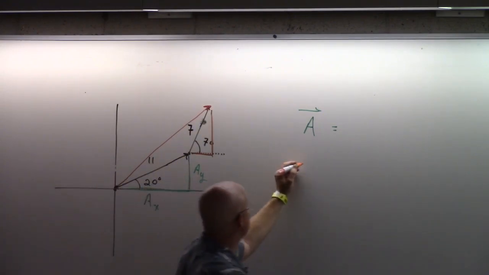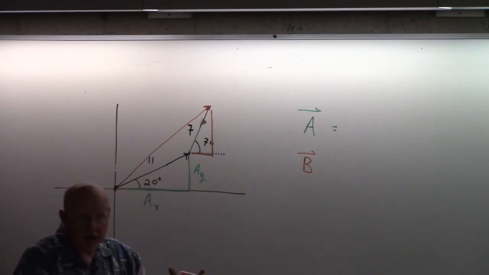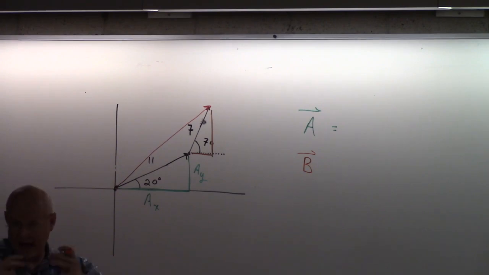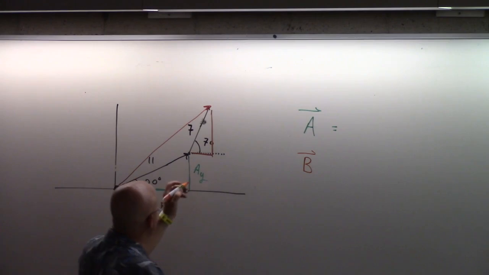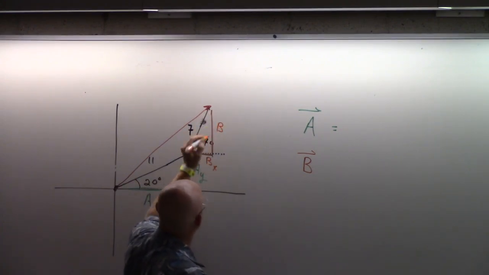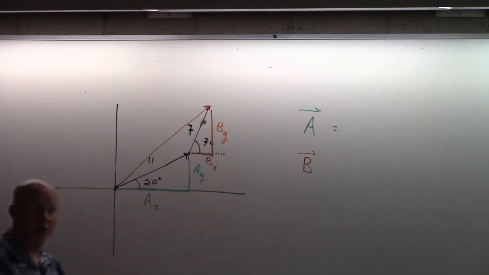Maybe I'll call this vector B. So vector B has a length and a direction. So I'll call it B. I'll put a little arrowhead indicating it not only has a number, but it has a direction. But I can then label it as thinking of B as being so much along the x-axis and so much along the y-axis.